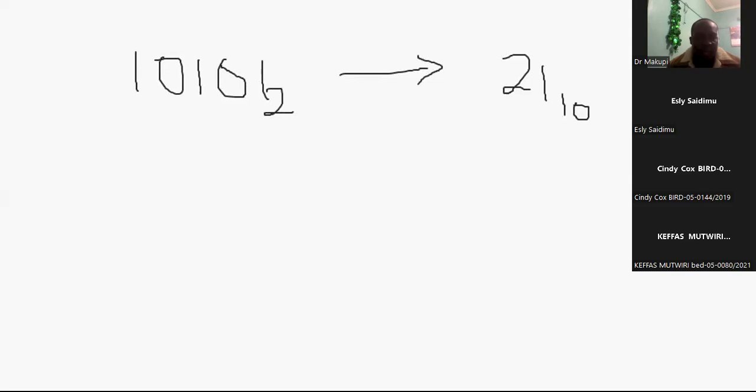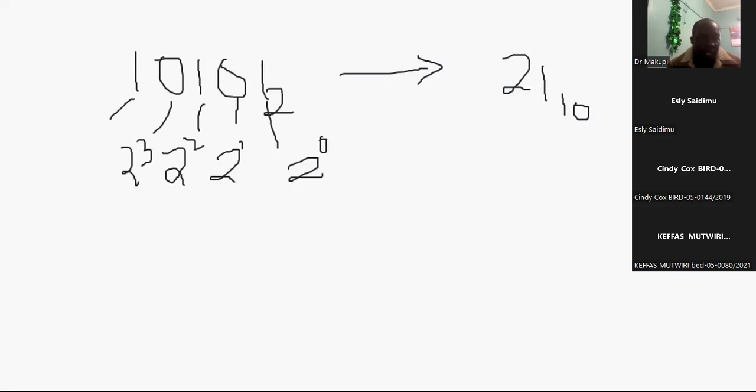So I said you multiply by increasing powers of 2, so that this one you multiply by 2 raised to 0. This 0 multiplied by 2 raised to 1, like that. This one multiplied by 2 raised to 2. This one multiplied by 2 raised to 3. This one multiplied by 2 raised to 4. And then you add all of them. Once you add, you should be able to get 21. I hope that is okay.